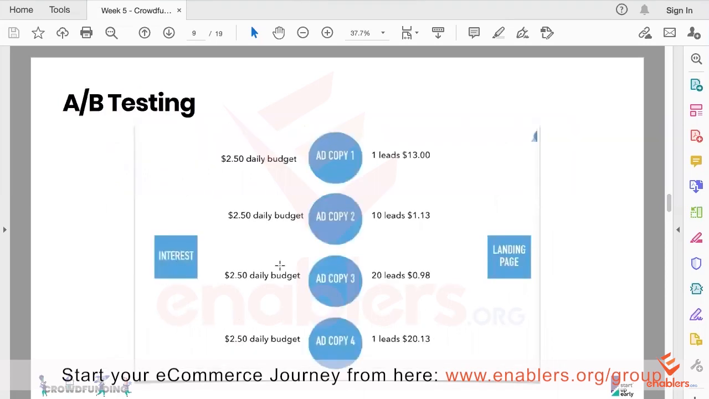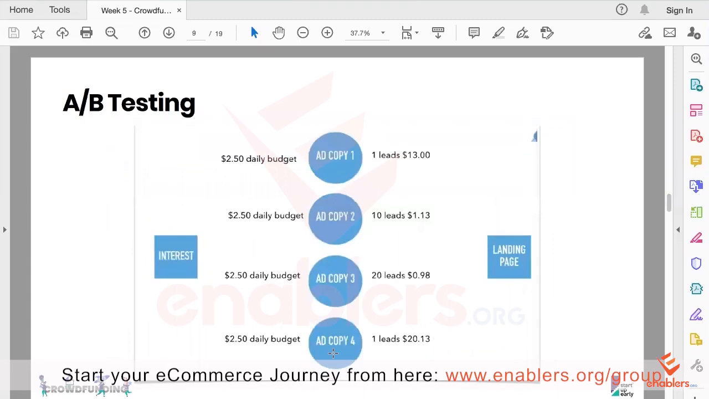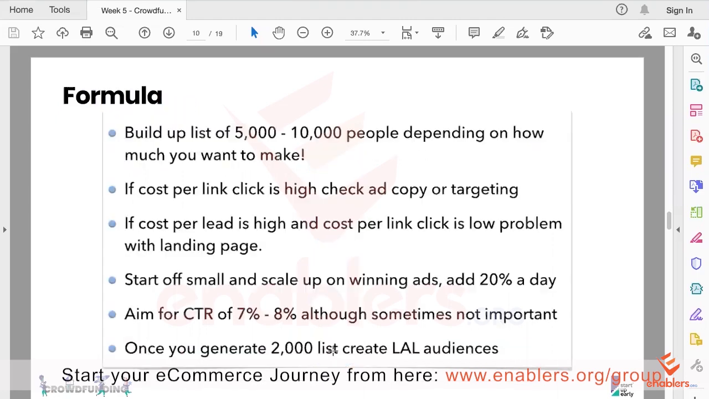So in our case, image number 4 and ad copy number 3 was churning out the best dollar amount in terms of leads for us. So once we figure this out, we will focus more cash, more dollar force on that particular ad set. The aim for a click-through rate of 7 to 10% is important.